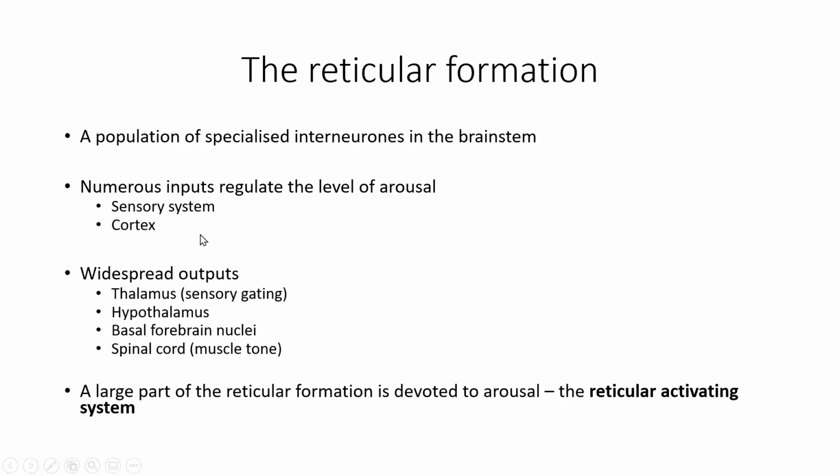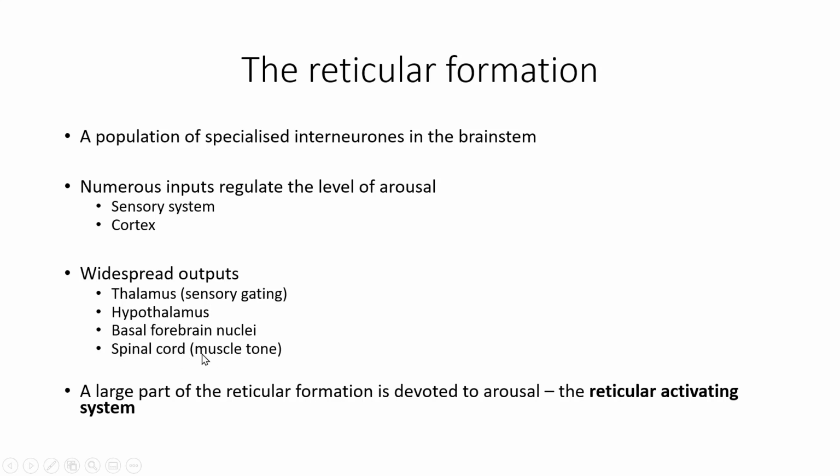The outputs from the reticular formation are widespread. They are to the thalamus, and that can help to stimulate the cortex, and as you should recall, if you want to get to the cortex you do have to go through the thalamus. Furthermore, the reticular formation can regulate the amount of information flowing through the thalamus, and that's important in going to sleep. The reticular formation projects to the hypothalamus, which in turn projects to the cortex. It projects to the basal forebrain nuclei, and it also projects to the spinal cord.